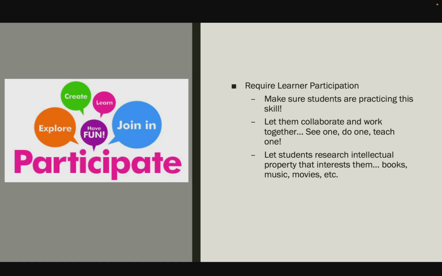Let students research intellectual property that interests them. Find a book that's copyrighted or not. Find a movie that's not. Find music that is. Find when the dates begin of what is considered copyrighted and what is considered public domain, things like that.